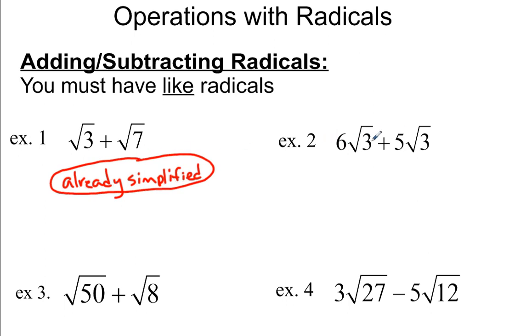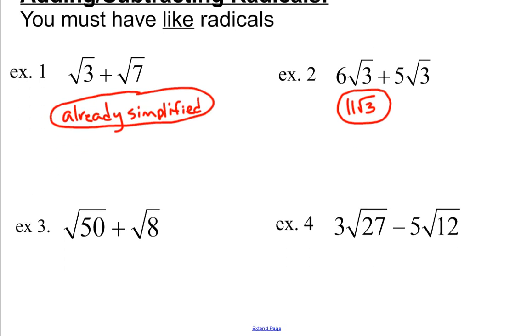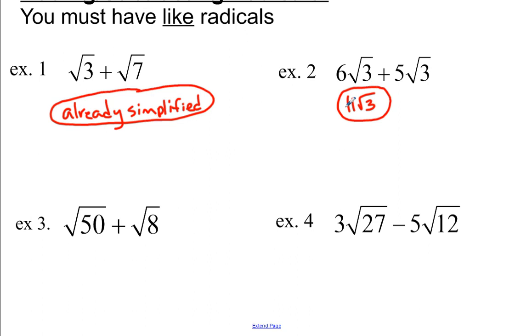This one, however, I've got a certain amount of radical 3's and a certain amount of radical 3's over here. It's kind of like having 6x plus 5x. You'd say it's 11x, right? You wouldn't do anything with the x. You would just say it's 11x. So here I've got 11 radical 3's. Okay, so 11 square root 3. You can check any of these with your calculator by typing in the original and typing in your answer and seeing if they agree. Now we're getting some good stuff down here.